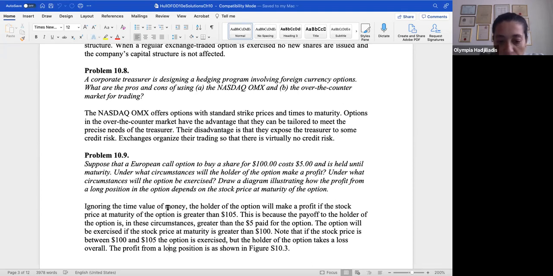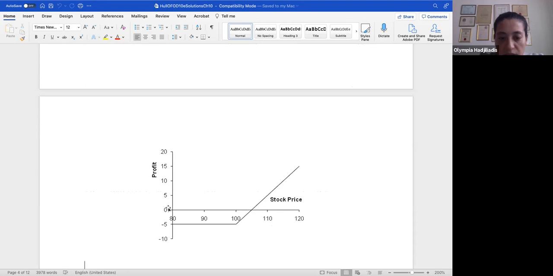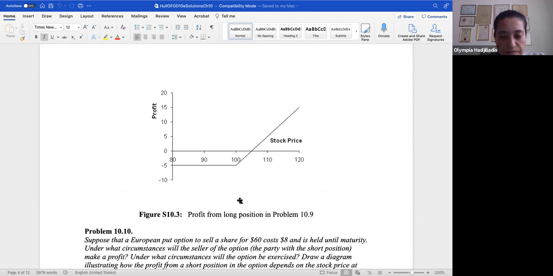The profit from a long position is seen in this figure. It's -5 up until 100, and then it goes up linearly, as we can see. And the point at which it intersects the x-axis at 0 is 105.